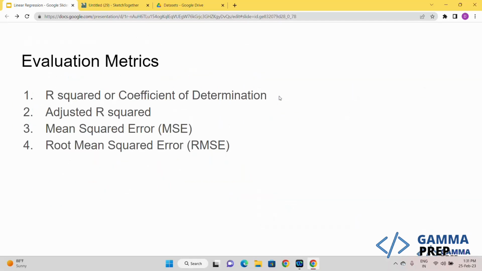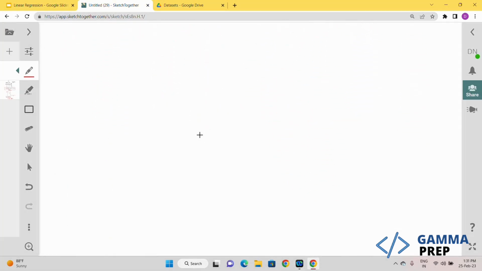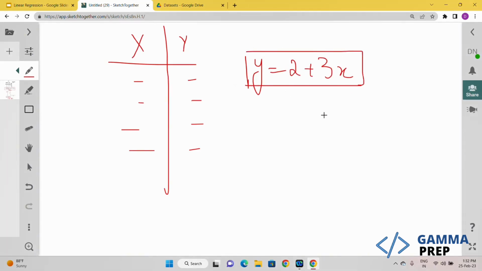Now let's say you have built the model. Let's go back to our simple linear regression where we had one independent attribute and one target attribute. In that case, let's say you built the model on the training data, and the model turns out to be y = 2 + 3x. So this is your linear regression model, the best fit line, the one that minimizes the error for the training points. Now, this model is built on the training data.